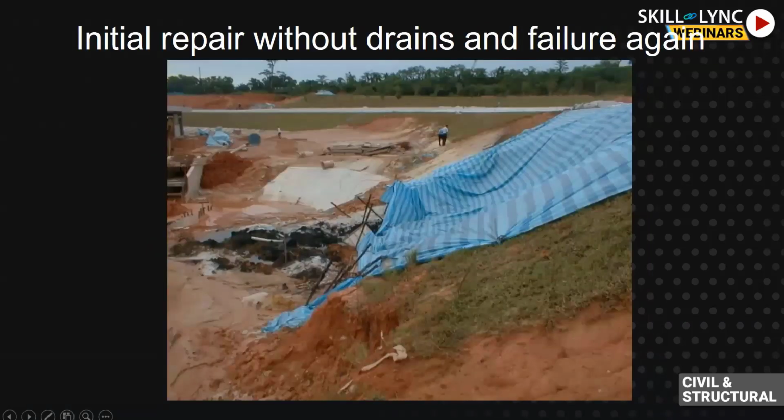As I mentioned in the introduction, when the slope failed initially, they tried to gather some dry soil from the same project site and dump it, put it layer by layer, compact it layer by layer, but it still failed. So they tried to cover it up.